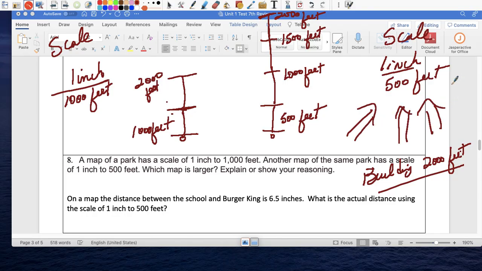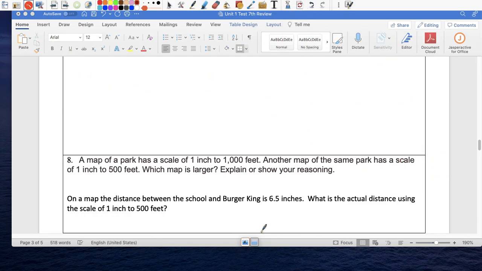Okay, and then you guys can figure out the reason. It's because in the same inch, with one scale, I'm saying that's equal to 1,000, and in the other one, the same inch is only equal to 500. So I need more inches here to show the same distance of 2,000 feet. Whereas here I only take 2 inches to show that. Here I need 4 inches. Okay. You guys can work on that.